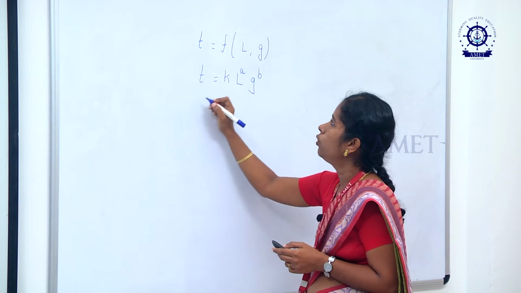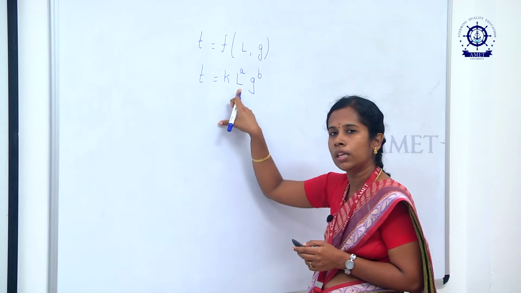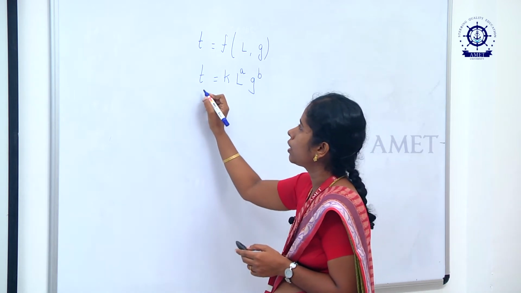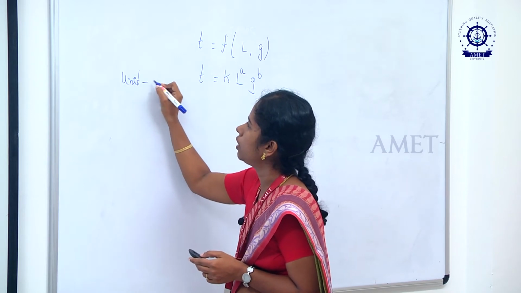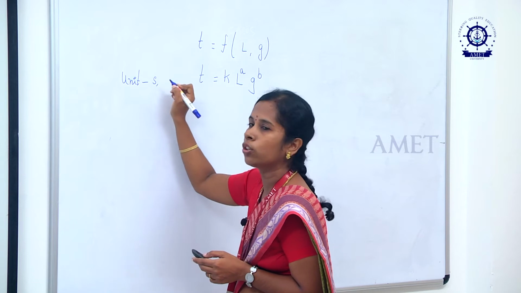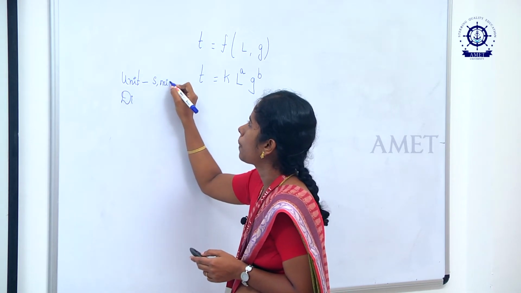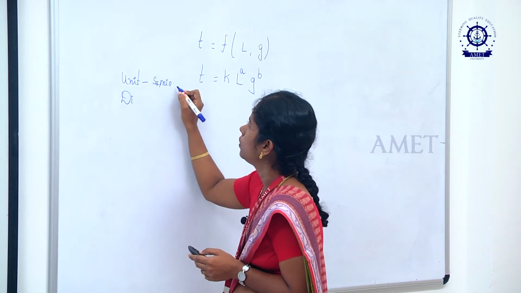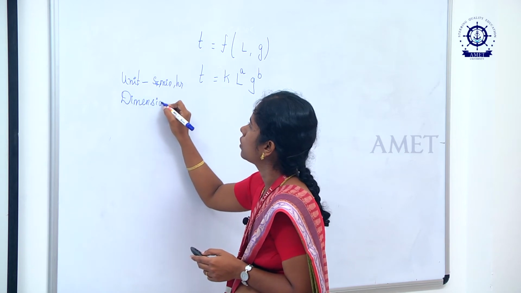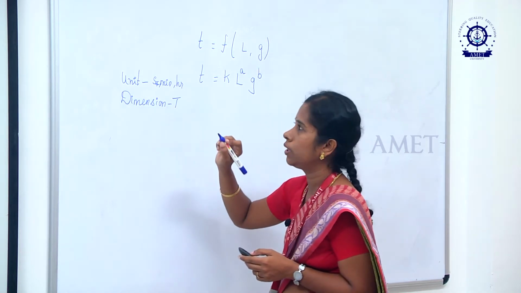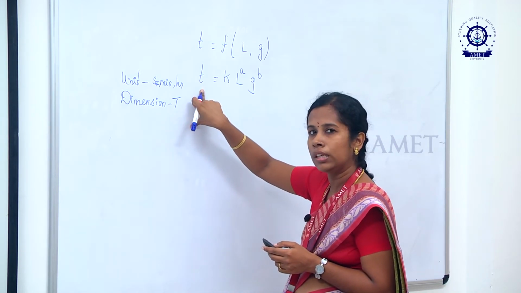Then the next step, now you have to write the dimension for the time period as well as length and acceleration due to gravity. For time period, the unit, as we have seen earlier, can be either second or minute or hour. The dimension for time period will be capital T. So, on this side only time period is there, mass is not there, length is not there.